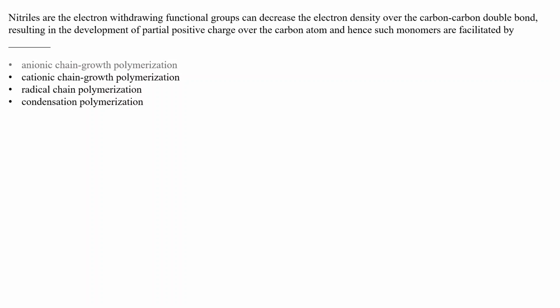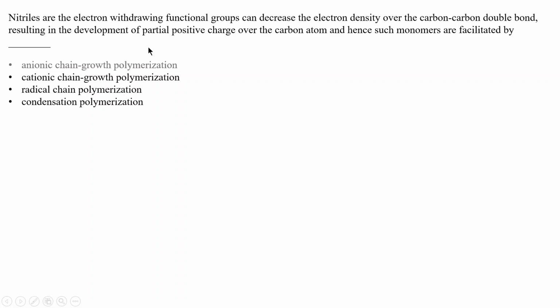Next we have the nitriles. They are electron withdrawing functional groups and can decrease the electron density over the carbon-carbon double bond, resulting in development of a partial positive charge over the carbon atom, and hence such monomers are facilitated by it. So these monomers, which have a positive charge over the carbon atom because of these specific groups, are definitely ionic. So this is an ionic chain growth polymerization process, and since there is the production of a partial positive charge, the correct answer for this is the anionic chain growth polymerization.